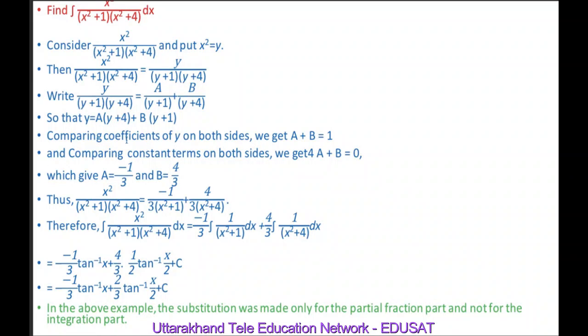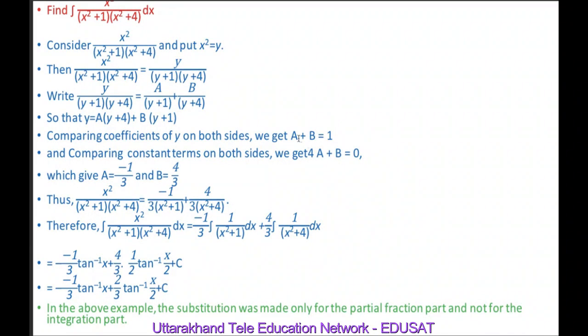Now we compare the constant terms on both sides. Here we don't have any constant term, so we write 0. On this side we have 4 into a, which is 4a. Here we have 1 into b, which is b. So 4a plus b equal to 0. On comparing the coefficient of y and the constant term on both sides, we get a plus b equal to 1 and 4a plus b equal to 0.